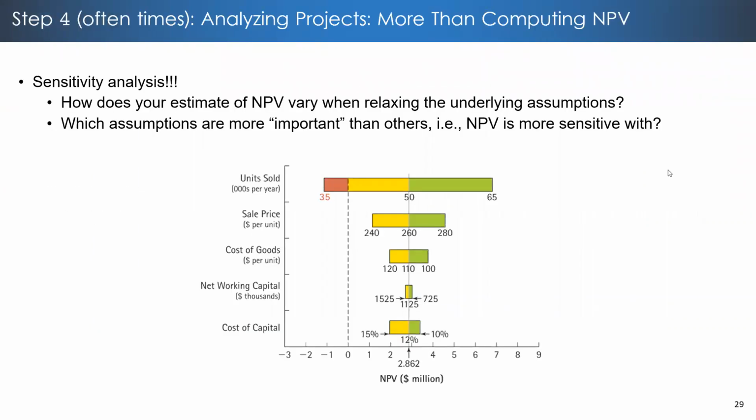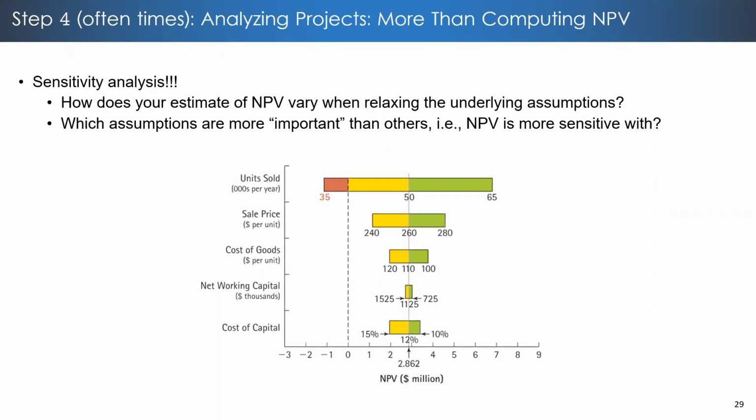Okay, so for the last step, after calculating net present value, this is often a very crucial step. We don't want to just end up with one single value, because it's based on a lot of assumptions that we make. Remember, we made an assumption that the product will sell 50,000 units per year, at a sale price of 360 or something like that.